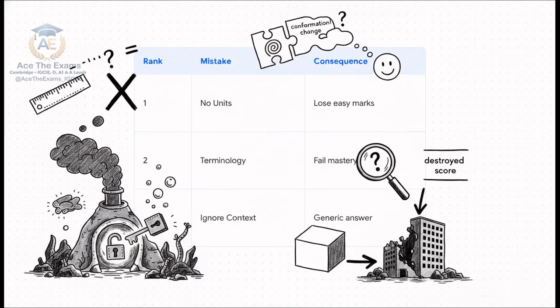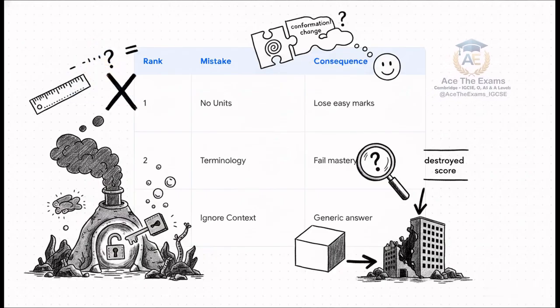The absolute crux of the matter comes down to these 3 incredibly common mistakes. The number 1 mistake? Forgetting units on your calculations. It's just an immediate, totally unnecessary mark dropped. Number 2, unchecked terminology. If you're writing changes shape instead of conformational change, you are failing to demonstrate mastery, period.